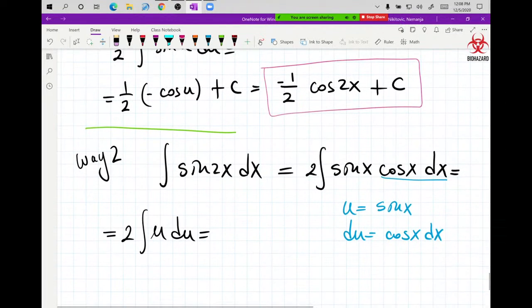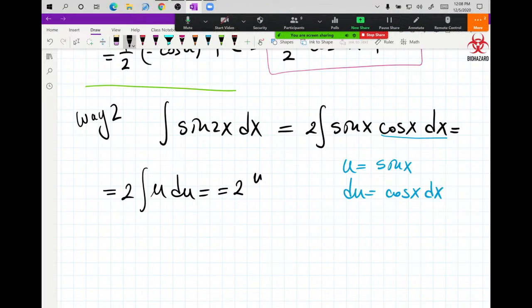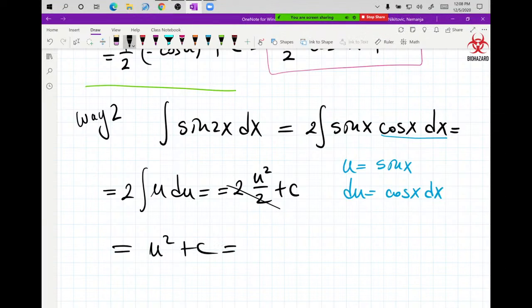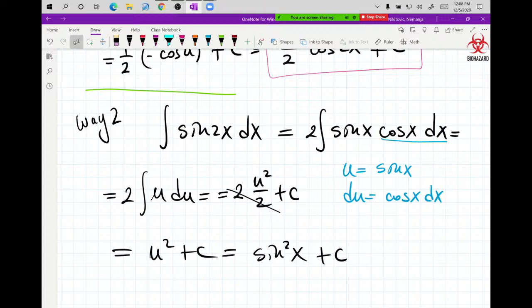But look at now, right? No trig. And this is 2 times u squared over 2 plus c. These guys cancel, and you just have u squared plus c. Well, that's sine squared x plus c. Right? That's it. There's nothing else there.